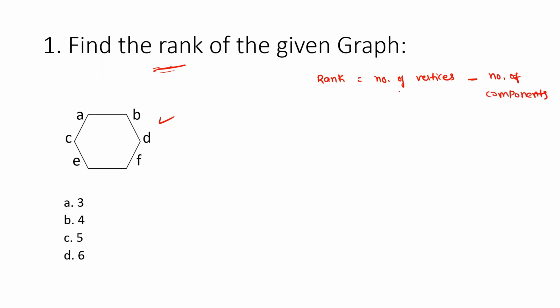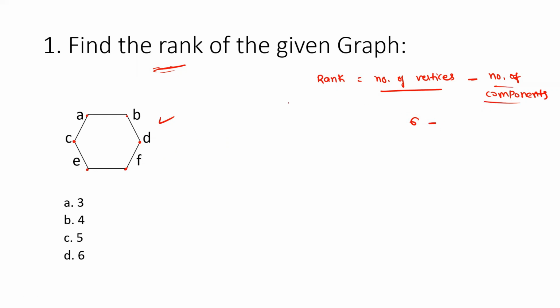So we know the number of vertices, right? This is basically a hexagon, and a hexagon has 6 nodes. So we have A, B, C, D, E, F. This is one node, the second node, the third node, the fourth node, the fifth node, and this is the sixth node. So we have 6 vertices here, and from the 6 we'll be subtracting the number of components in the graph.